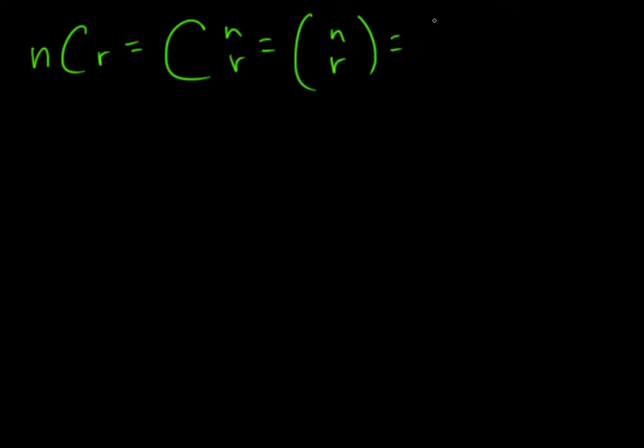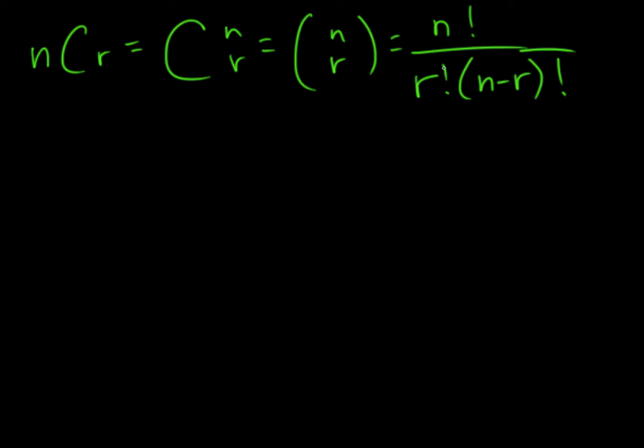Hey math kids, today we're going to talk about combinations, and these are different ways that you can see it. All of these mean the same thing. And you'll notice that it's close to that permutation formula that I showed you last video. It just has an extra r factorial on the bottom.